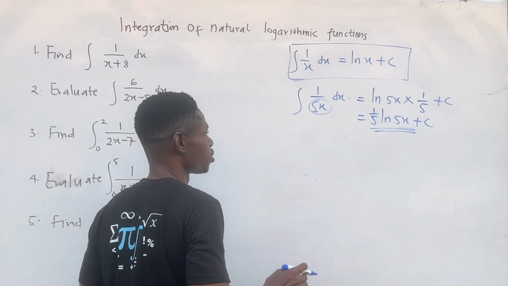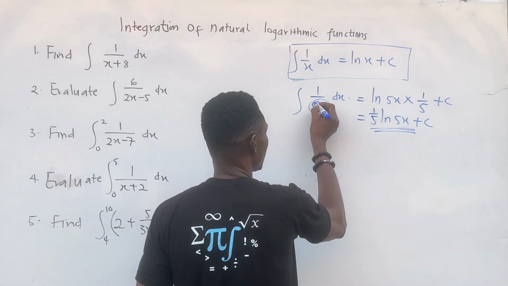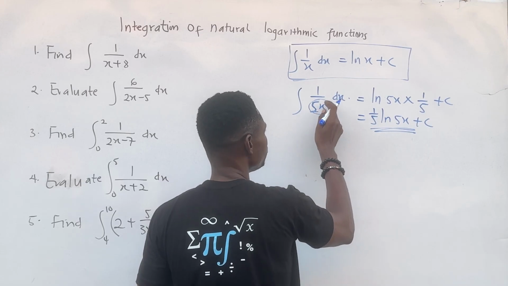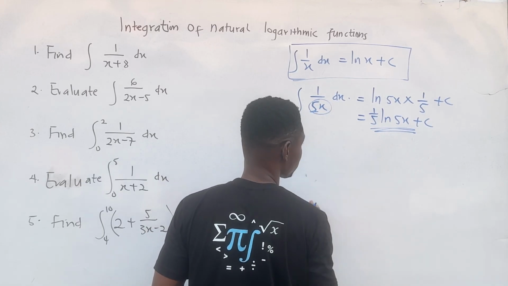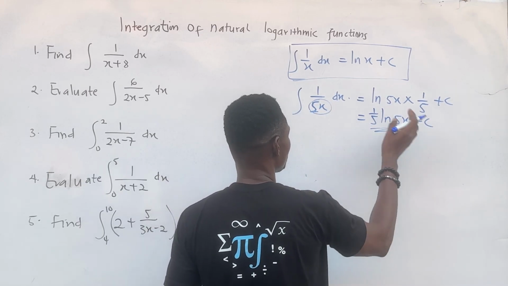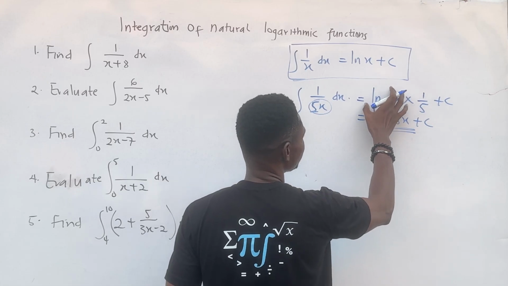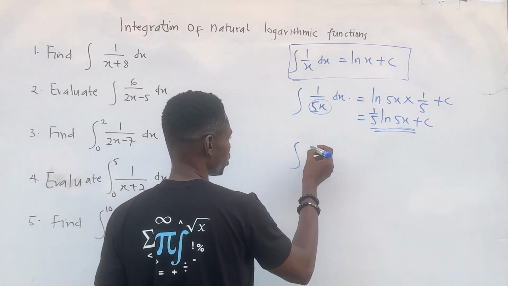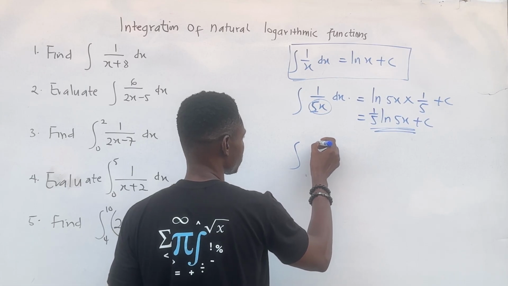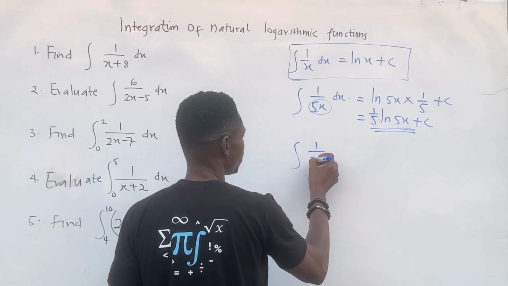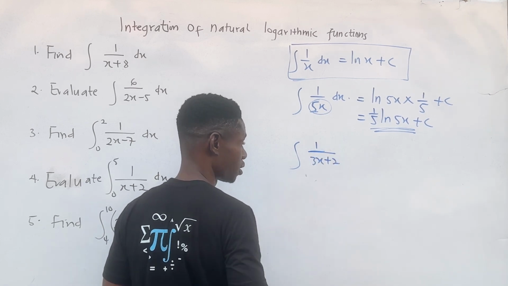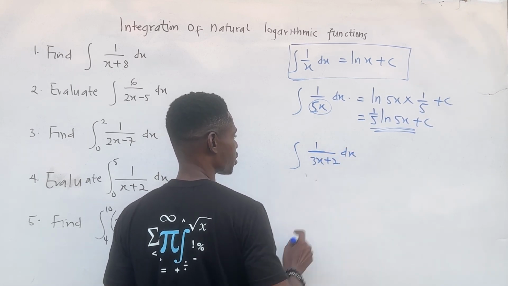So I really hope you understand. When you have an extra function, you differentiate that function and multiply your integral by the inverse of it. Another example would be, let's say you have to integrate 1 over 3x plus 2 with respect to x.